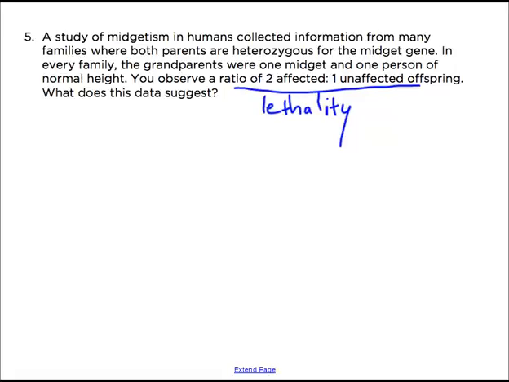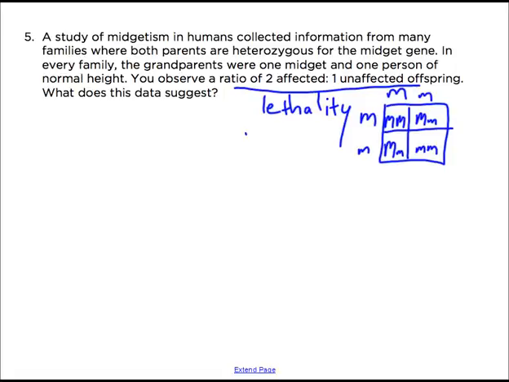It may or may not be true, of course, but if it was true, let's just look at what the lethality situation is. It generally means that if you cross 2 heterozygotes, you would normally predict, of course, that you would get a 3-to-1 ratio of whatever trait is big M, which in this case would be midgetism. And why do I say that? Because 2 affected means 2 people exhibiting midgetism and 1 that are of normal height.